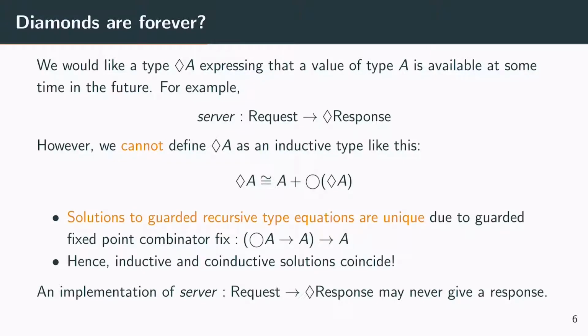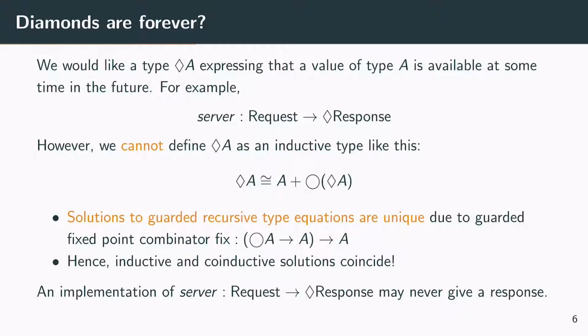Right? So the problem is we cannot get an inductive solution to this type equation because we do have the guarded fixed point combinator fix, which will result in unique solutions to such guarded recursive type equations. So as a consequence, the inductive solution to this equation will actually coincide with the co-inductive solution of this equation. Right?